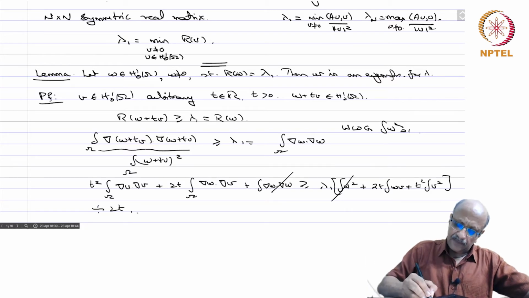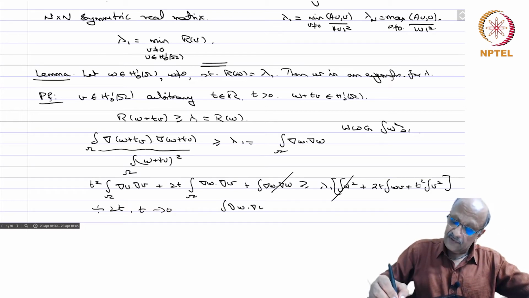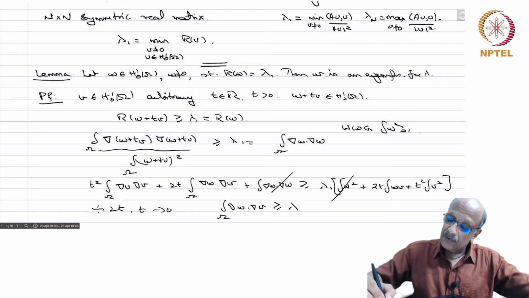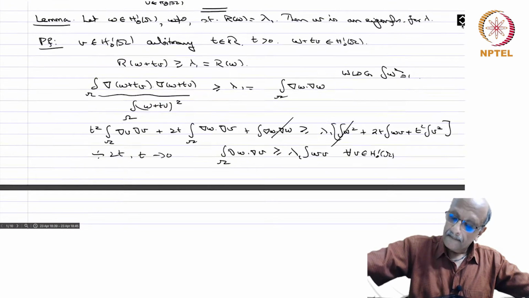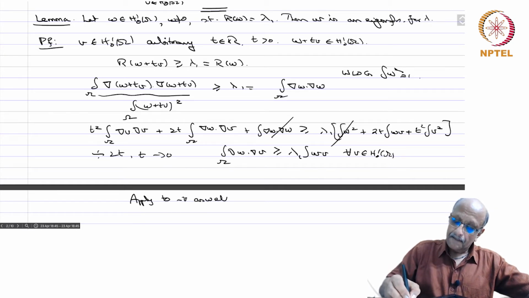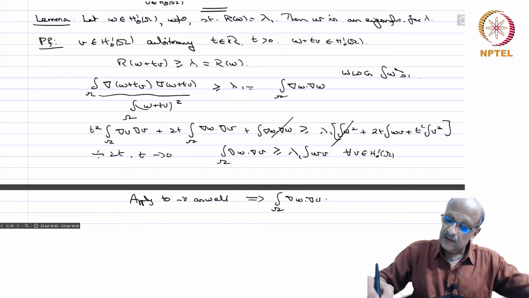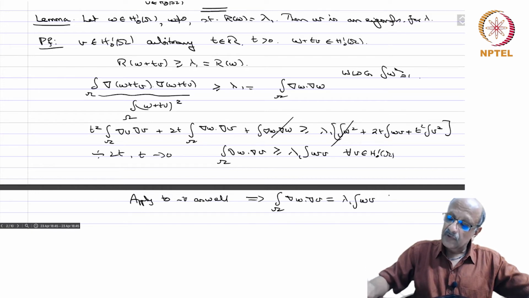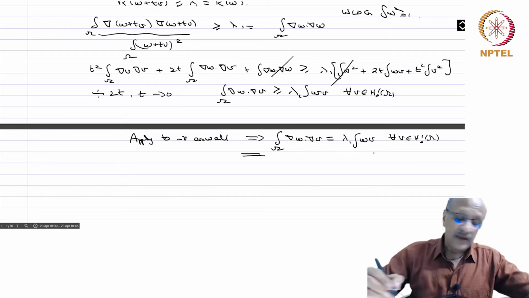So, divide by 2t and let t tend to 0. If you do that, then you will get the integral on omega of grad W dot grad V is greater than or equal to lambda 1 times the integral of WV, for every V in H1_0 of omega. Apply this to minus V as well, and that will imply you get the opposite inequality. So, you will get the integral of grad W dot grad V equals lambda 1 times the integral of WV for every V in H1_0 of omega, and therefore it is an eigenfunction because it satisfies the weak formulation of the eigenvalue problem.